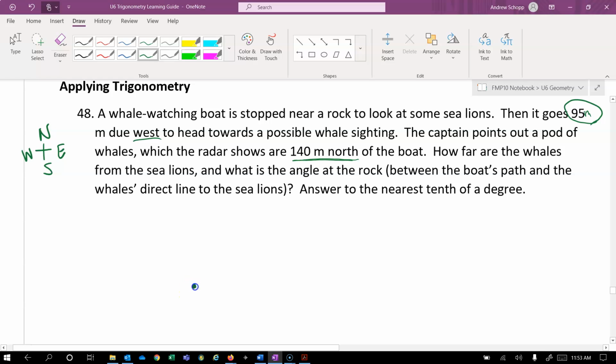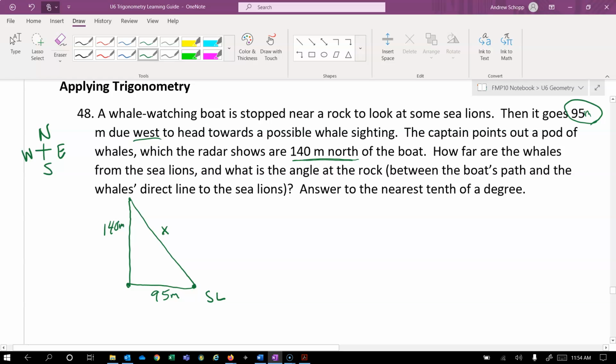So if we started right here, this is where the rocks with the sea lions are. We then go 95 meters west. From that location, the radar showed that there were whales 140 meters north. How far are the whales from the sea lions? So that's this distance here between the whales and the sea lions. Let's label that with x, that's what we're looking for.